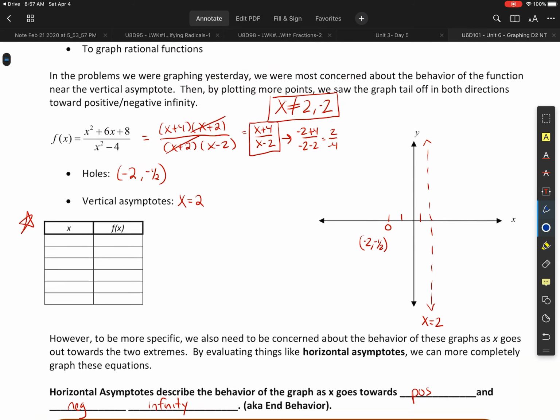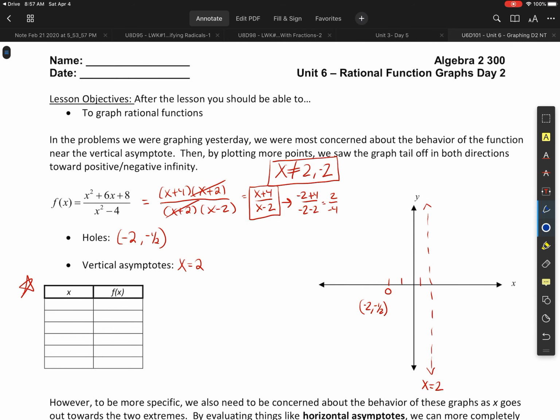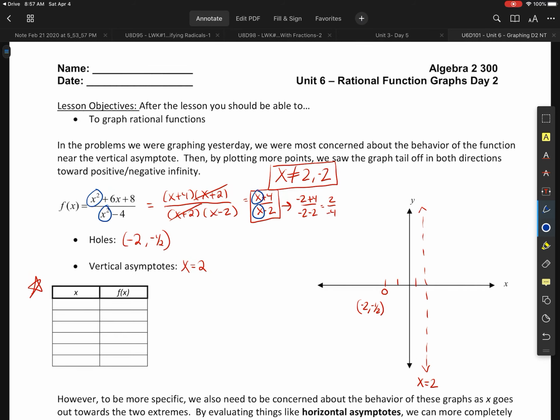So if we go back to our original problem, I look here, right? I got degree of 2, I got degree of 2, and the simplified degree of 1, degree of 1. Since they have the same degree, our horizontal asymptote is the ratio of the lead coefficients, which here is 1 over 1 for 1. So our horizontal asymptote for this problem is y equals 1.